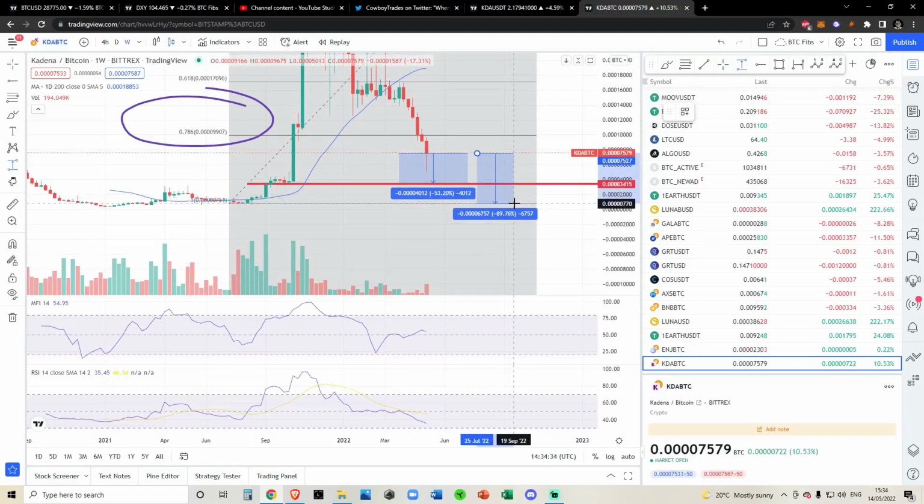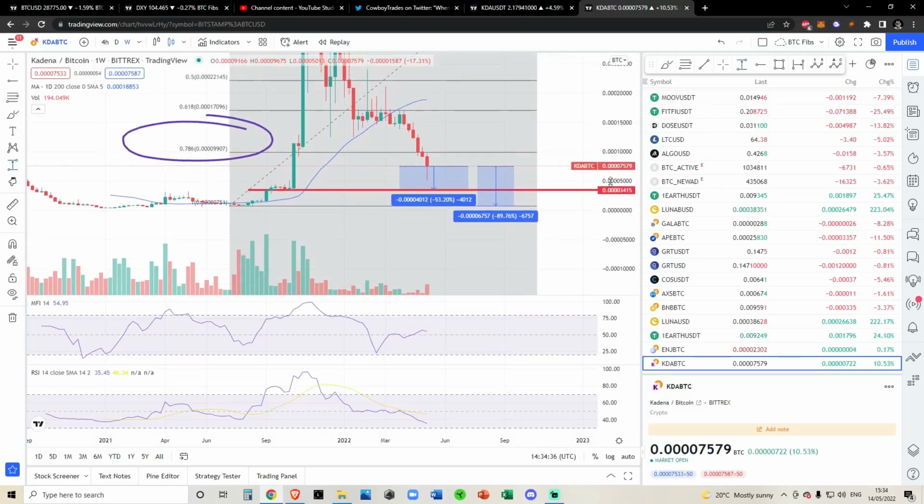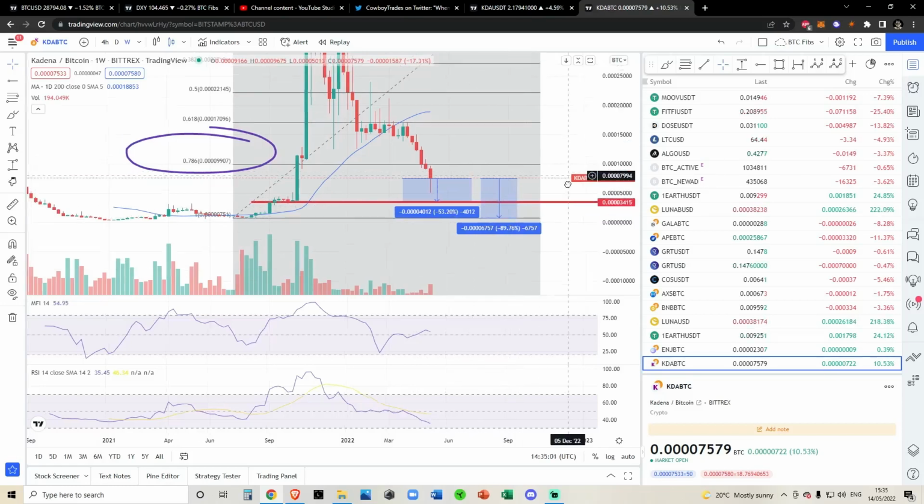What does this mean? This means that if you're holding Kadena, then your Kadena could become 90% more expensive against the Bitcoin pair. I probably phrased that a bit wrong. What I mean by this is, if you're holding Bitcoin instead of Kadena, then hypothetically, if we do come down to these lows, you would be able to use that same amount of Bitcoin to buy 53 to 90% more Kadena.